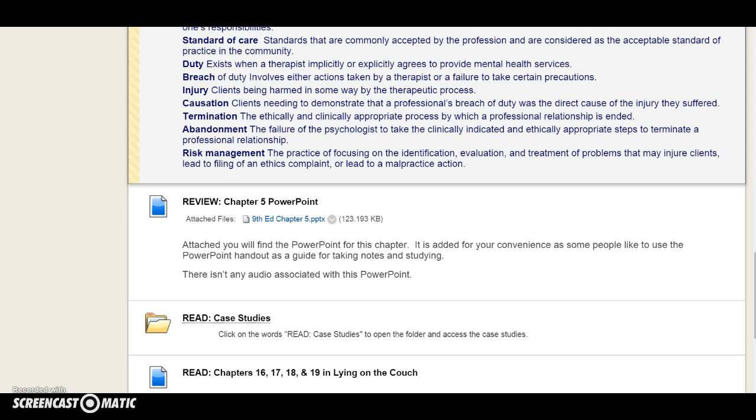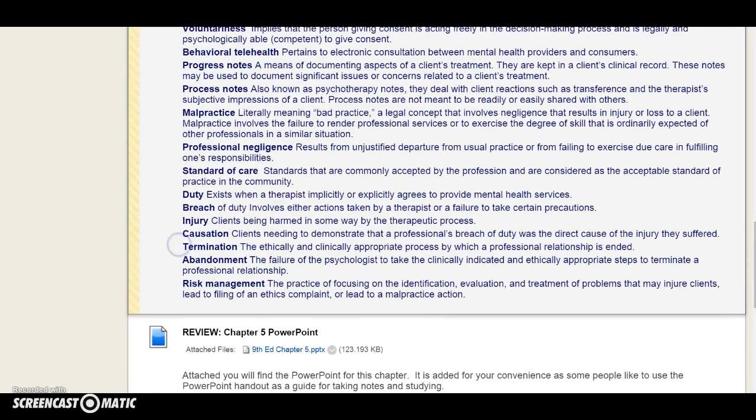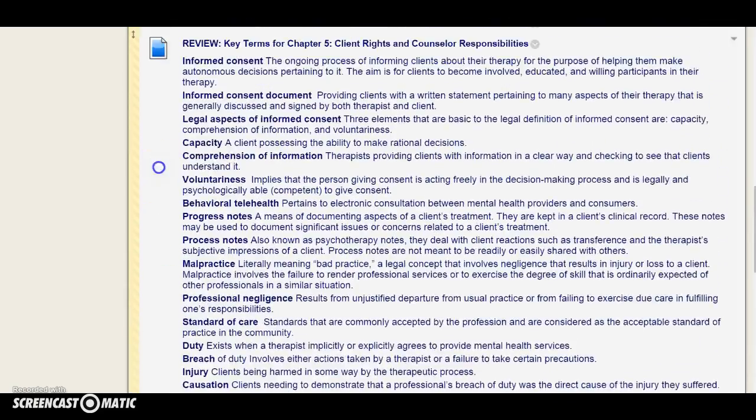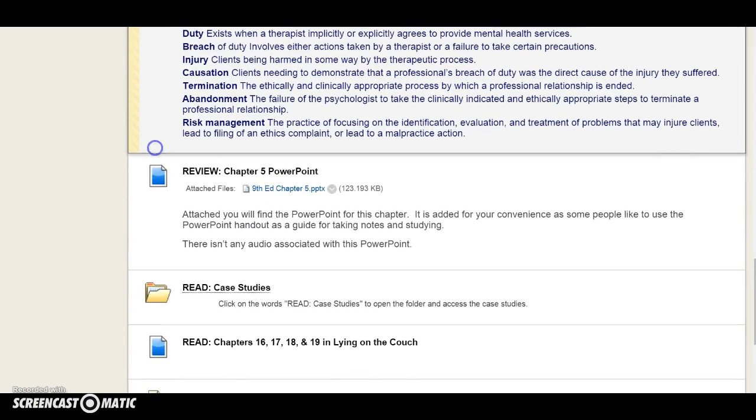Injury falls in line with that as well. Causation: clients needing to demonstrate that a professional's breach of duty was a direct cause of the injury they suffered, which ties into process notes, documentation, informed consent document. The more documentation you have to back up and support your side, the better chances you have at coming out of something like that unscathed.